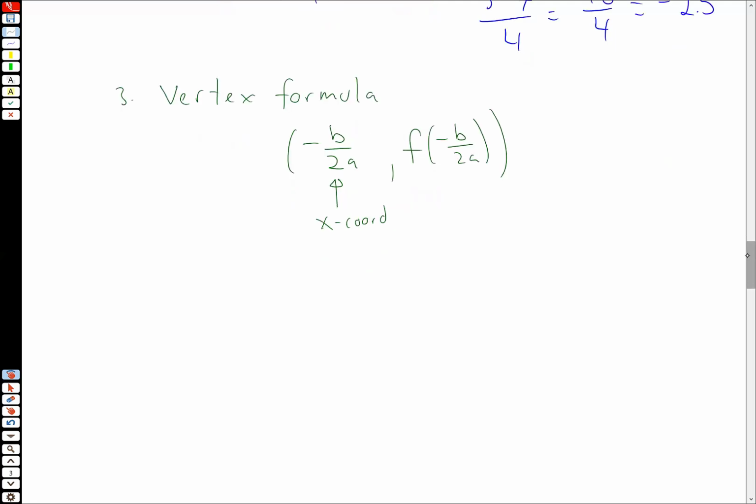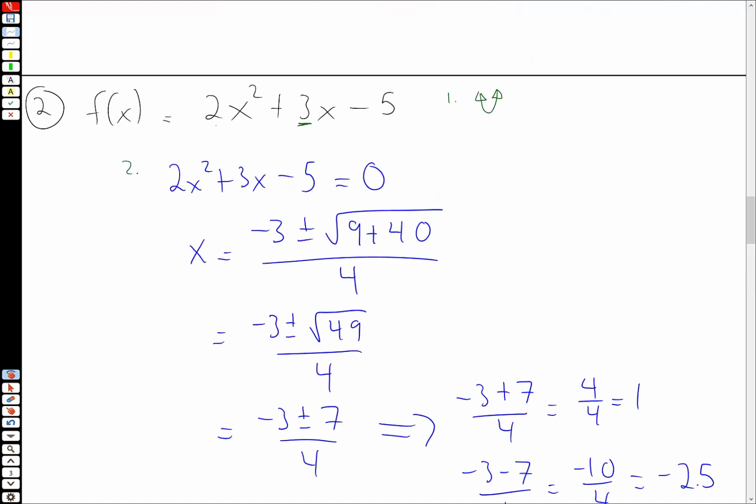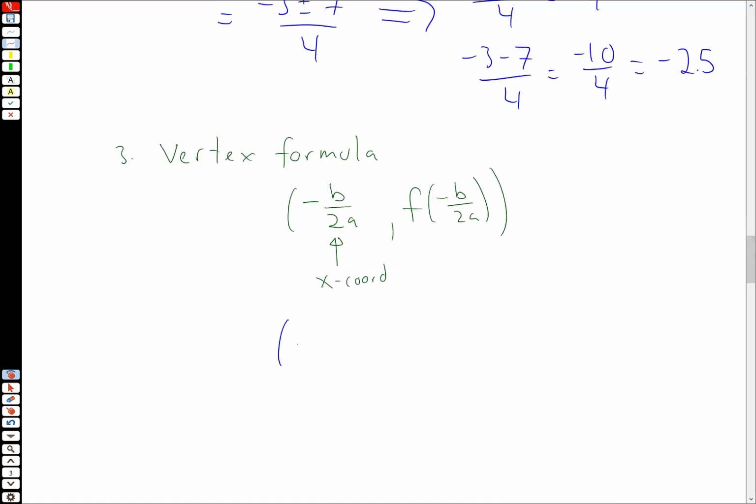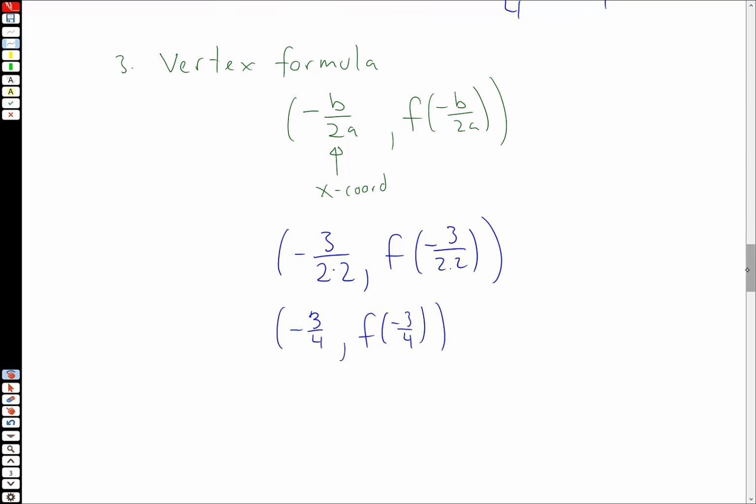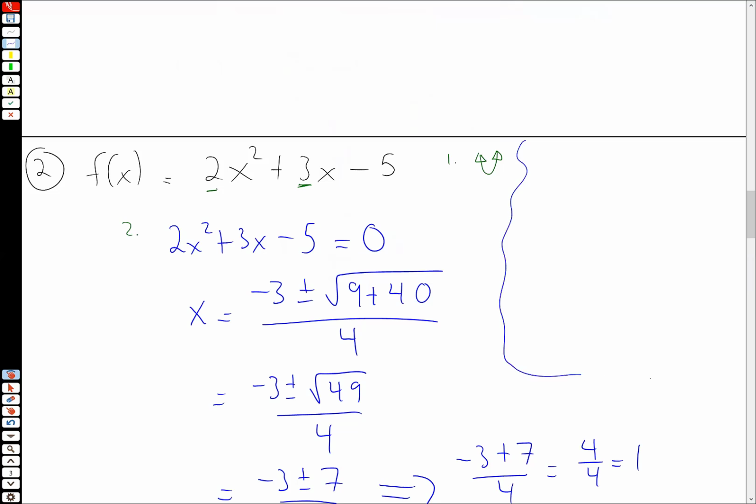Okay, so our vertex in this case, let's go ahead and figure out what our b and our a are again. So our b is 3, our a is 2. So our vertex would be at, b is 3, a is 2, there we go. So -3/4, f of -3/4. Okay, so let's plug -3/4 into our function. And again, I'm going to do this on the side.